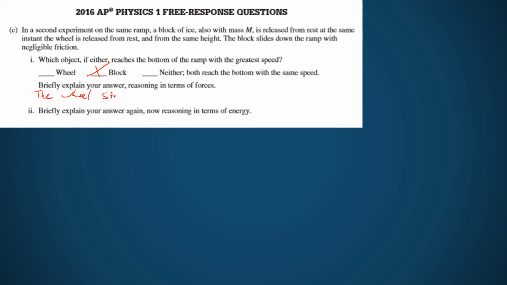The wheel still experiences a counteracting force of friction. So the block has a greater net force and acceleration. Yep.